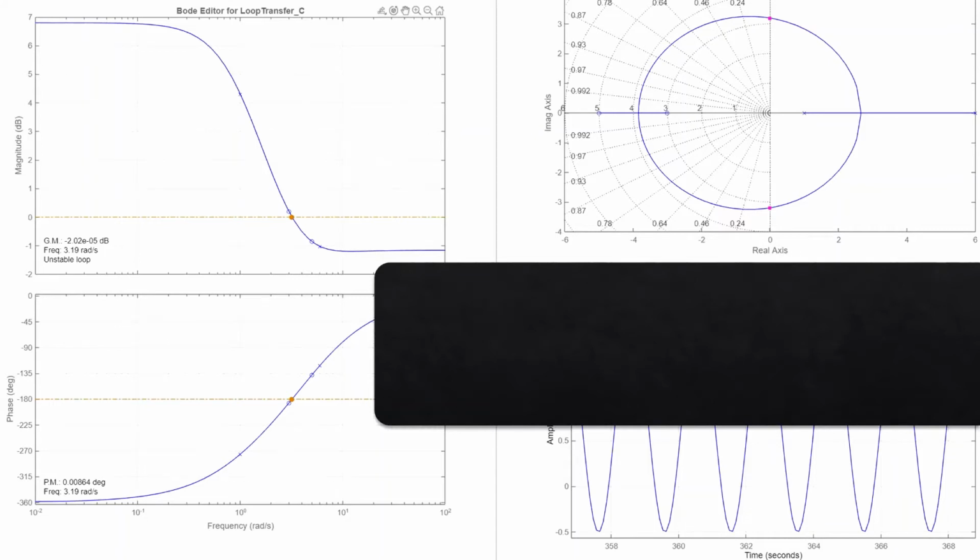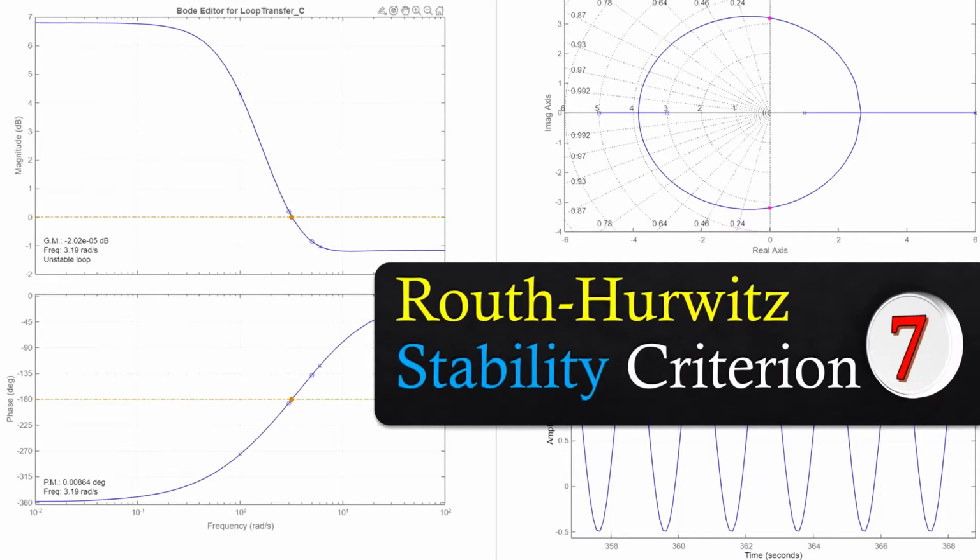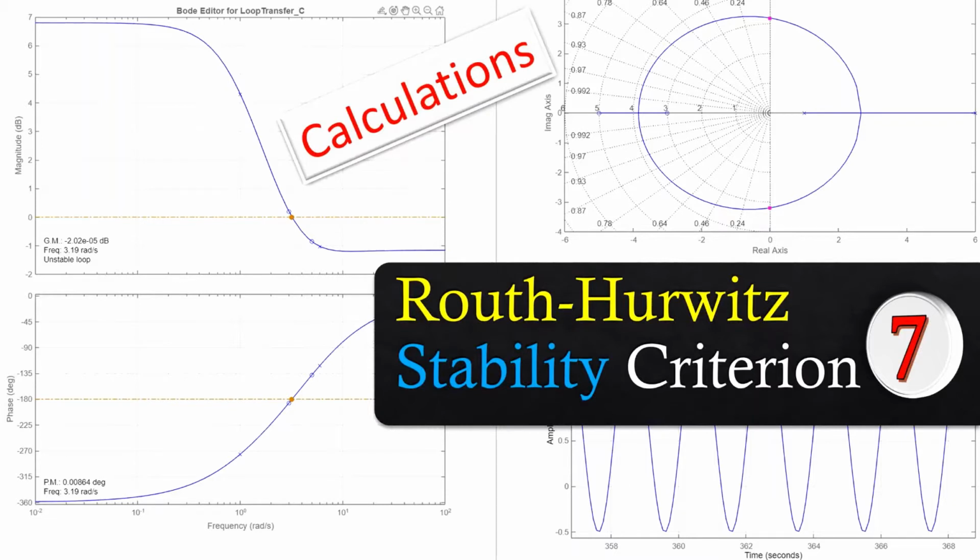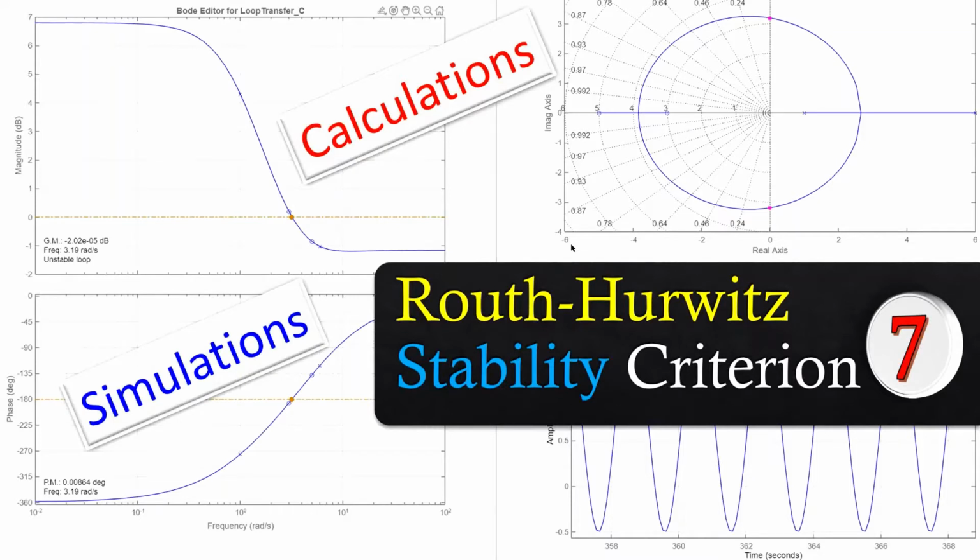Hi everyone and welcome to a new video about control system topics, and we continue with the subject of stability and in particular with the Routh-Hurwitz stability criterion, and it is our example number 7 already. What we do is we will check using our calculation what the stability is of a given system, and we will verify our calculation using the simulations, and we will do that in MATLAB.